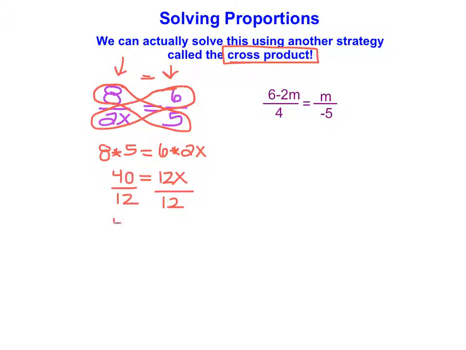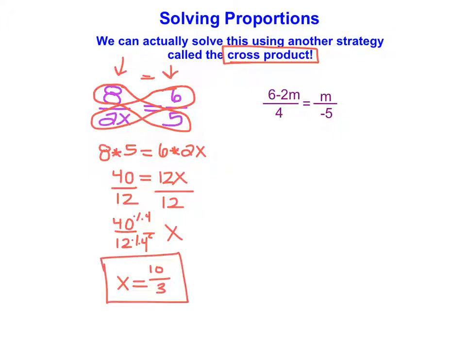So I end up with 40 over 12 is equal to x, which is fine, but I know that both of these are divisible by 4. So I'm going to simplify it further, and this becomes x equals 40 divided by 4 is 10, 12 divided by 4 is 3.